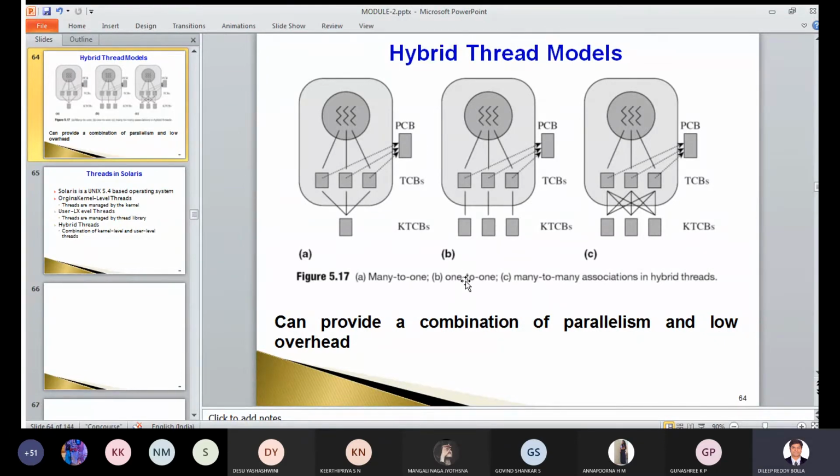Second one is one to one. One to one is what? See here, many of them are connected to a single user thread. It becomes many to one. Whereas here, one thread to one process, we have connected one to one. And the third one, many to many. So this process can access any of these KTBs. This one can access any of them. So like this, we are able to connect and use them in a hybrid manner.